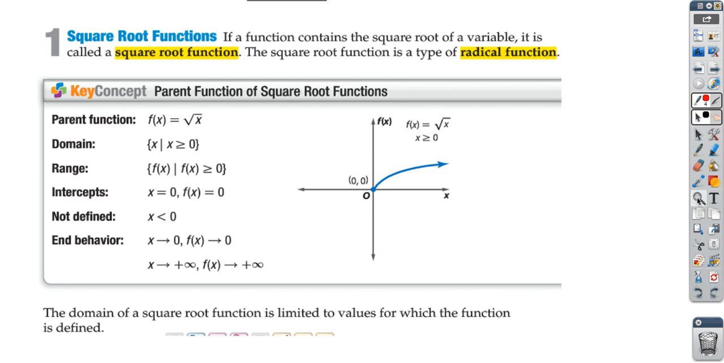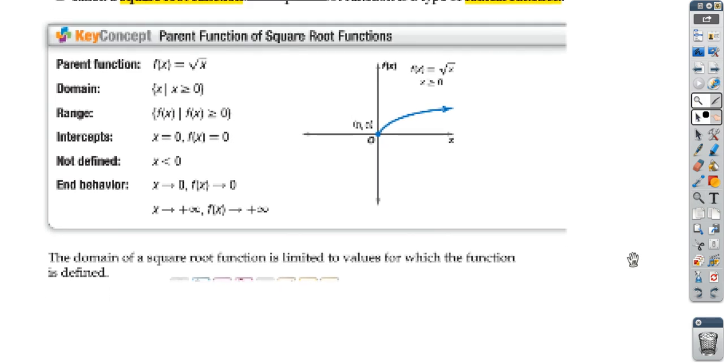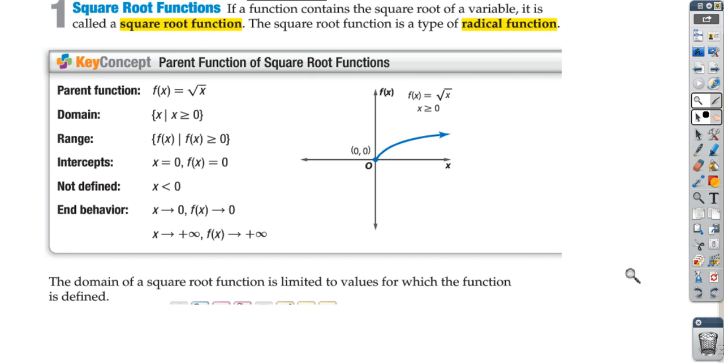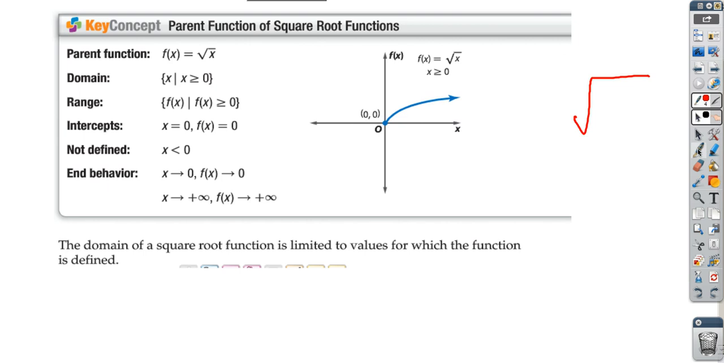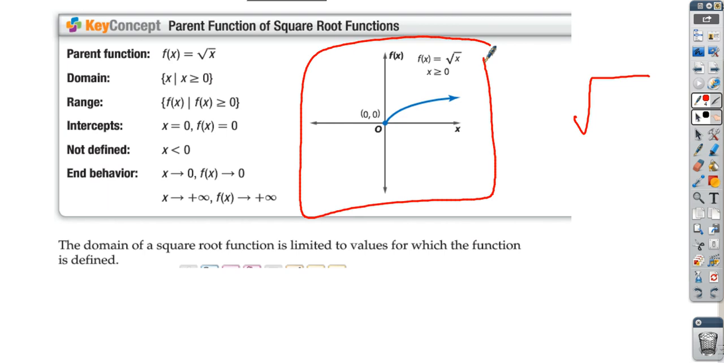Okay, so here's just a basic picture. The general term for these is radical functions. This sign right here is called a radical or a root sign. Radical comes from the Latin word for root, radice, which means root in Latin. So it looks basically like this. This right here is the parent function.